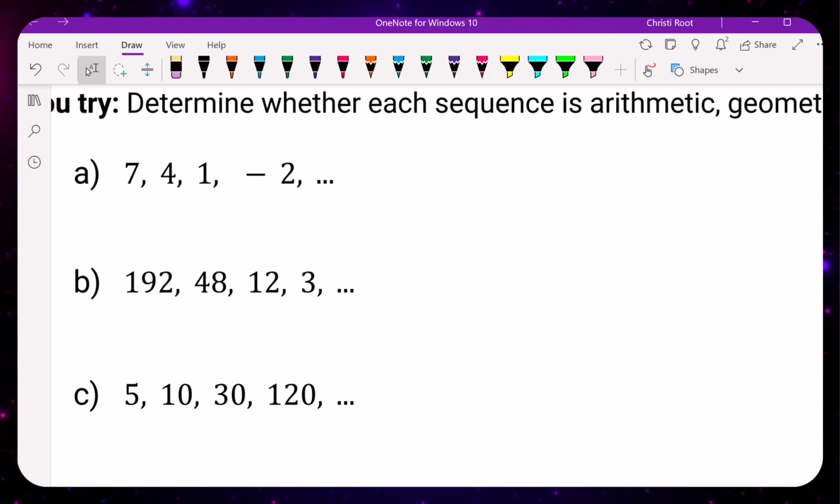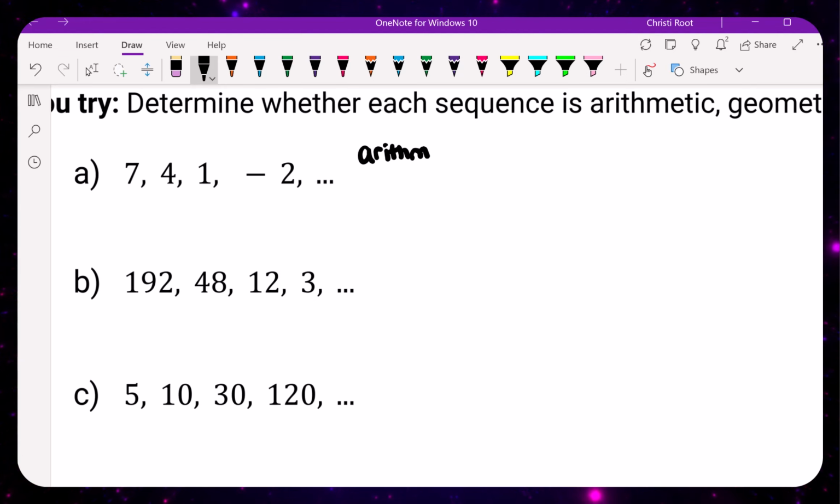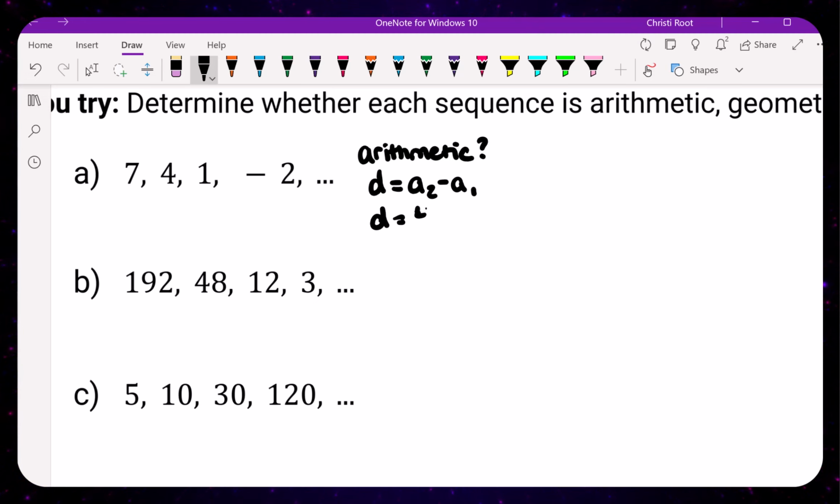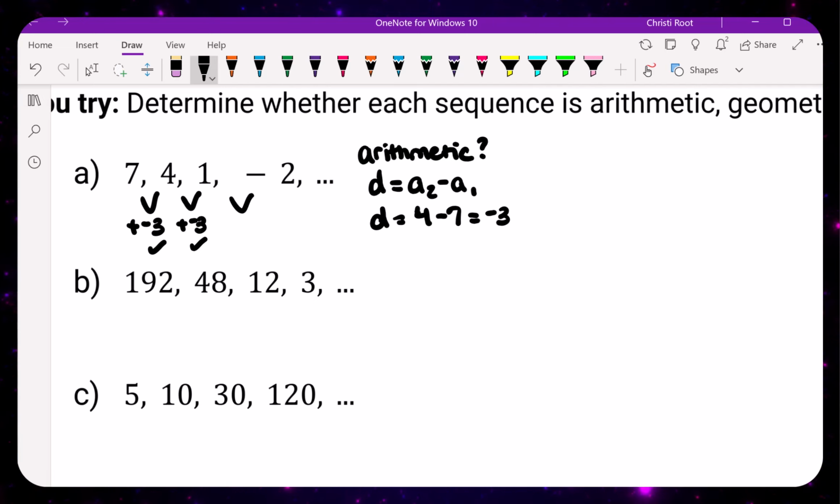Okay, so on A, this one looks like I might be adding the same thing. So I think this might be arithmetic. I'm going to put a big question mark here. If it's arithmetic, I'm going to have a common difference, and the common difference is the second term minus the first one. So 4 minus 7 gives me -3. Am I adding -3 to each number? Well, obviously it's going to work the first time. Yes, the second time. Yes, the third time. So yes, this is arithmetic for sure.